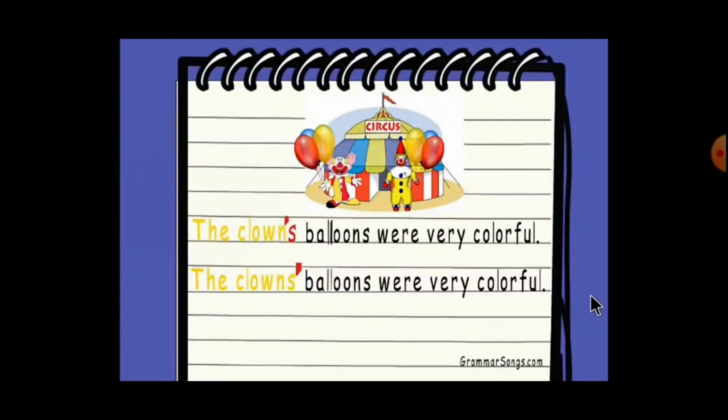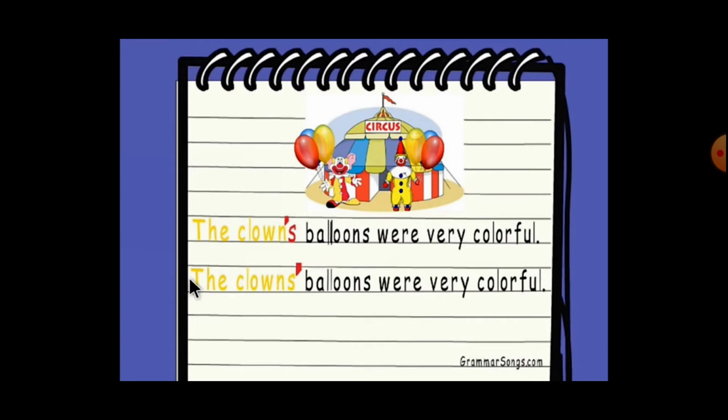Two more examples are here. These two sentences are the same, just we have to change the sign and the letter s, which is already in red color. The clown's balloons were very colorful. I will repeat, the clown's balloons were very colorful. Clown, जिसे हम जोकर कहते हैं. So the clown's balloons were very colorful. Here I am talking about only one clown, किसी एक clown की बात हो रही है, only singular form. That's why we have to put apostrophe sign first and then s.